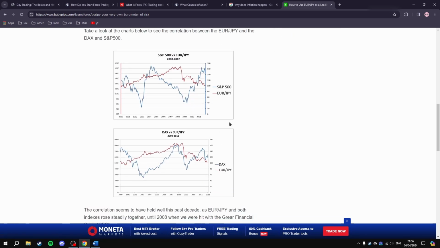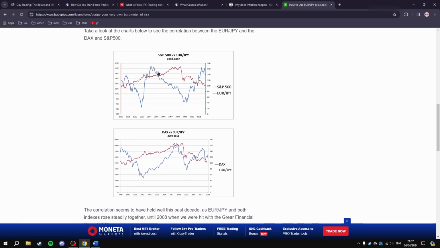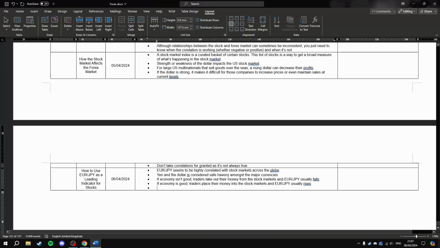For the DAX, okay, this is kind of correlated. So this one goes up, this one goes up as well. As the DAX rises, which is the blue line, EUR/JPY also rises, which is the red line. And then as the DAX falls down here, EUR/JPY also falls down here. Yeah, kinda. The correlation seems to have held well this past decade, as EUR/JPY and both indices rose steadily together, until 2008 when we were hit with the great financial crisis. I don't know about pre-2008 about this rising and falling together though, so... Right, okay.